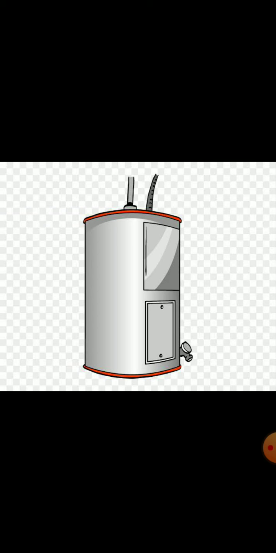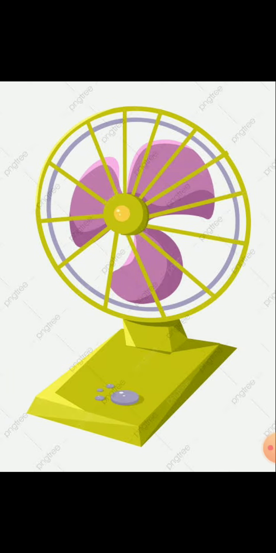So the appliances which need high power are geysers, air coolers or air conditioners, etc. Then the other circuit, which is of 5 ampere current rating, is for bulbs, fans, etc.